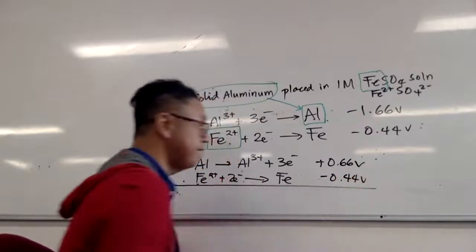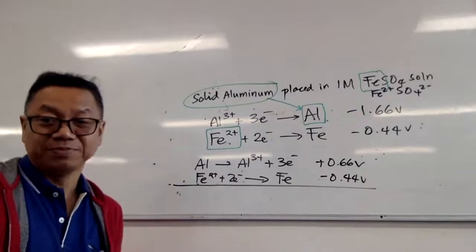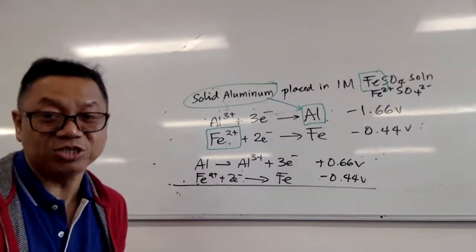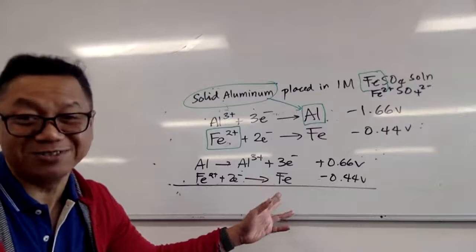So we go this way, and then what's the next step? Yeah, we need the delta G to be negative. But how do we do that first? We need to find the E first.